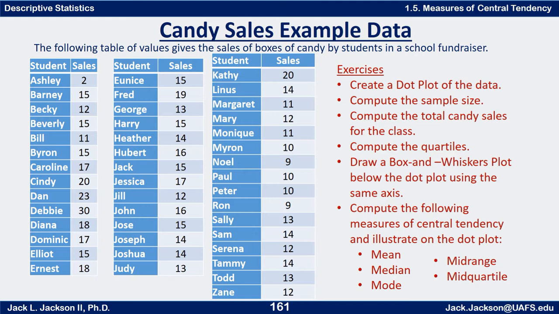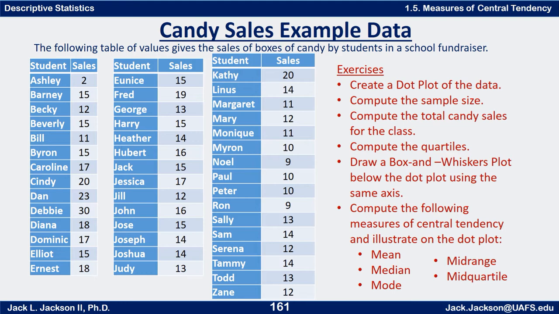You can work on an earlier plot if you still have it, or you can redo it here for more practice. Start by creating a dot plot of the data. First of all, get a piece of graph paper out. Make a scale, and then make a dot plot of the data. Compute the sample size, and compute the total candy sales for the class, the total number of boxes. Compute the quartiles, and draw a box and whiskers plot below or above the dot plot using the same axis.